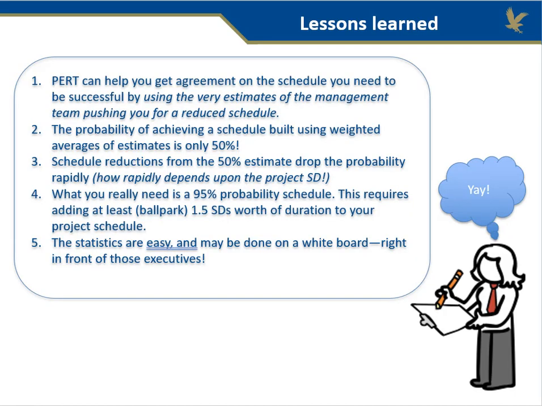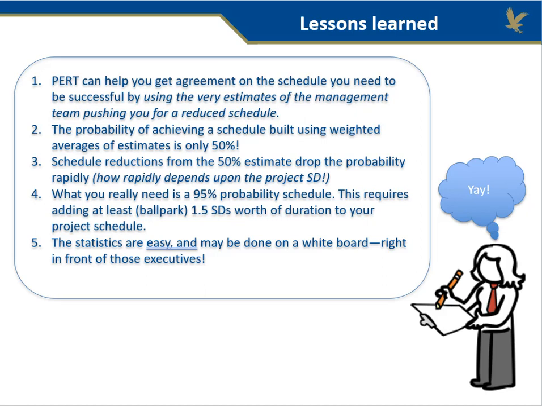So to summarize, PERT can help you get agreement on the schedule by using the very estimates of the management team pushing you for a reduced schedule. Always remember the probability of achieving the schedule built using the weighted average of estimates is only 50% because the result is a mean, and a mean falls in the center of the normal curve. Schedule reductions from the 50% estimate drop the probability very quickly. It depends on the project SD, but it really is a precipitous drop-off in likelihood.